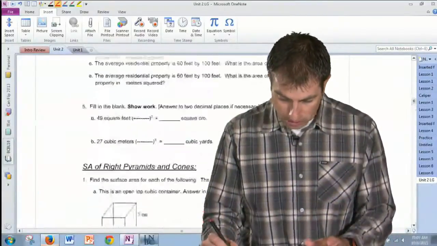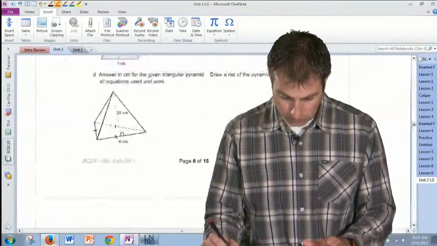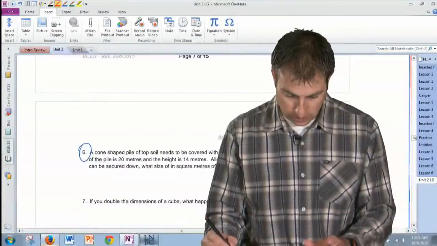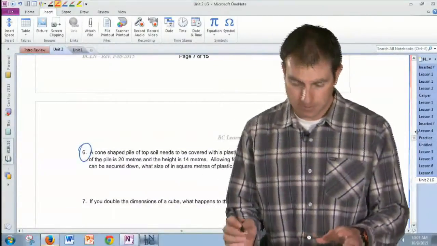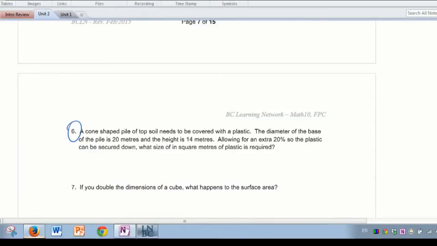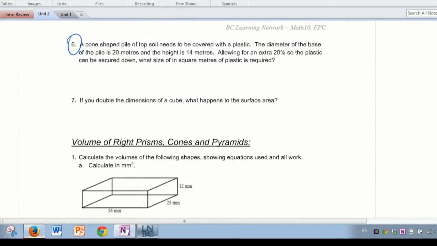All right, there's one more question. Number 6: a cone-shaped pile of topsoil needs to be covered with plastic. The diameter of the base of the pile is 20 meters and the height is 14, allowing an extra 20% so the plastic can be secured down. What is the size in square meters of plastic that's required? Obviously a bit of a spelling grammatical thing there, but let's draw a picture first.